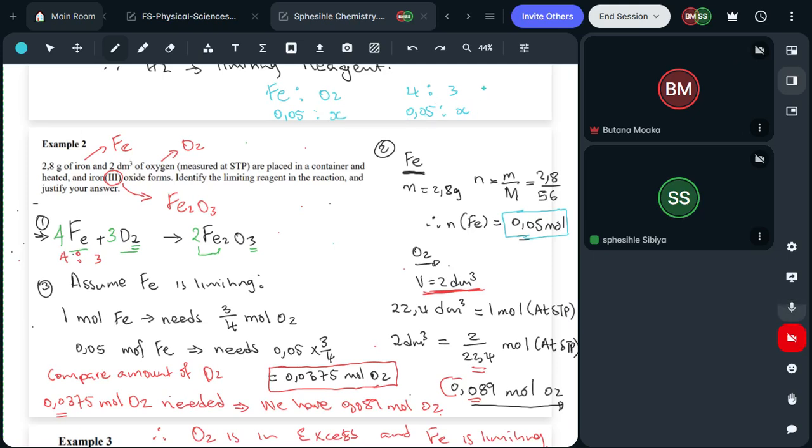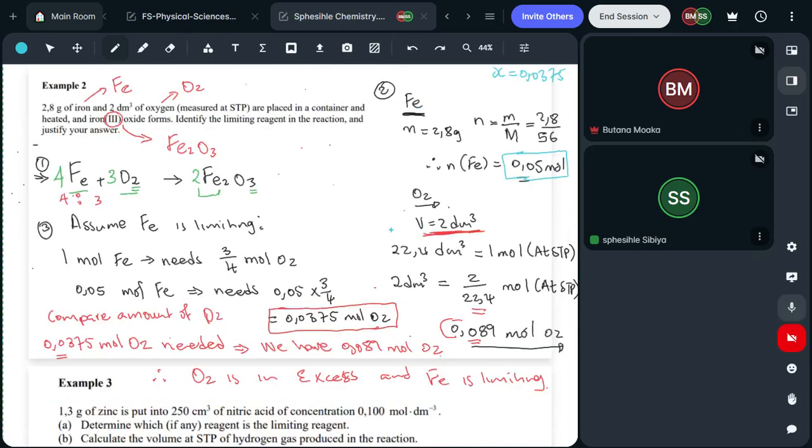Then you cross multiply. When you cross multiply, you get 4X equals 3 times 0,05. You divide both sides by 4. Then what is your X equal to? It's equal to 0,0375. Then you can compare the mole ratio.